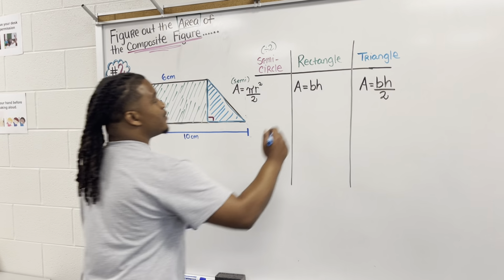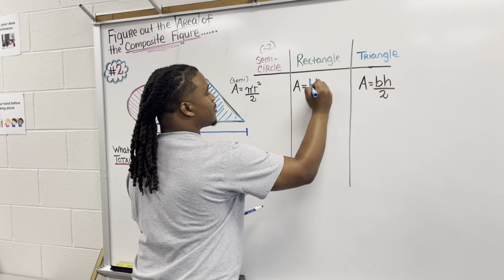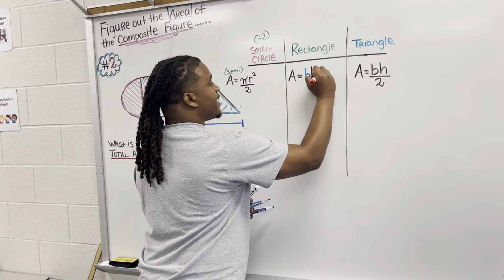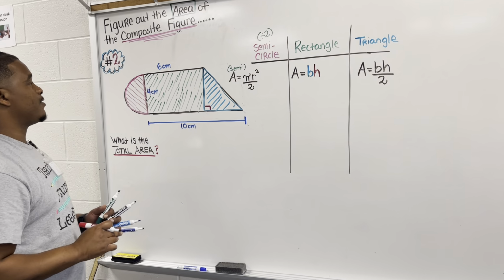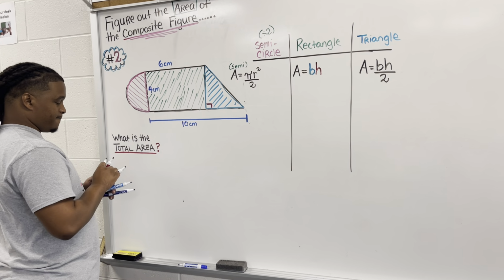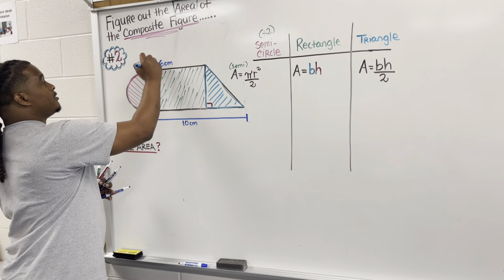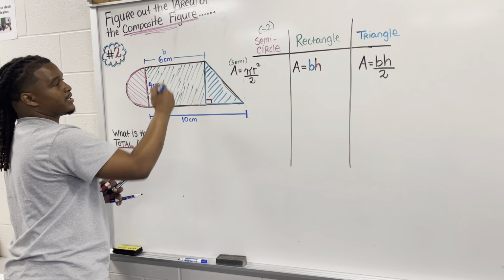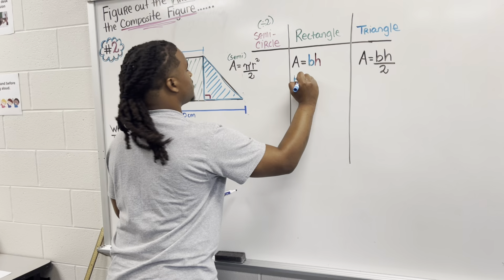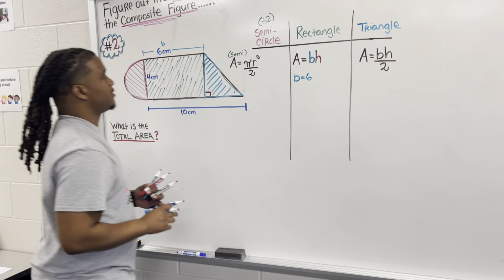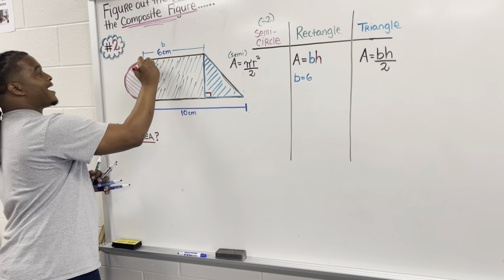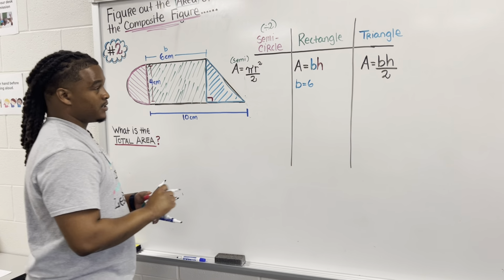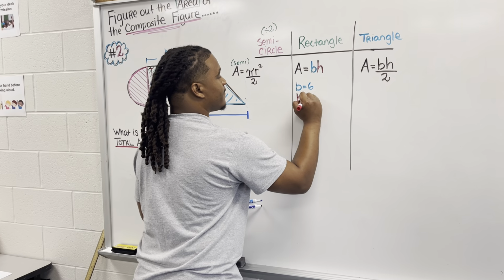I'm going to label the base, or the horizontal side, as sky blue and the vertical side, the height, as red so we can simply identify them. As you can see, for the rectangle, the base is 6 centimeters. And the height of the rectangle is 4 centimeters. So the height is 4.